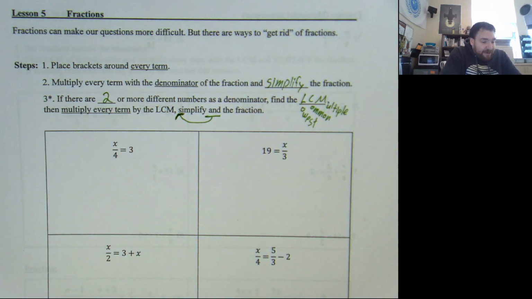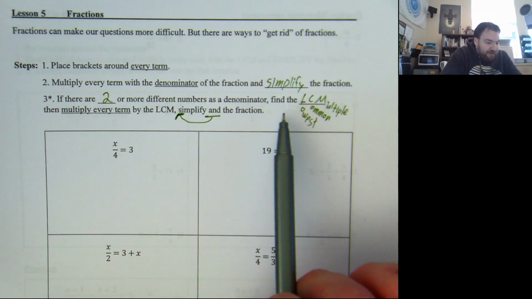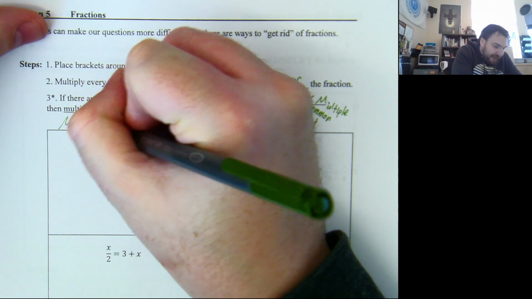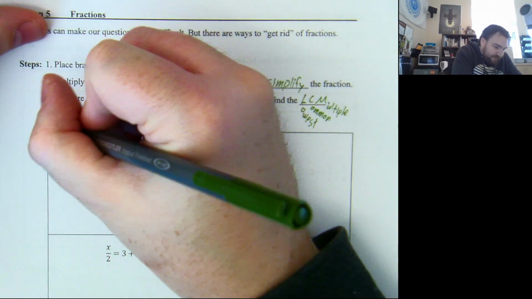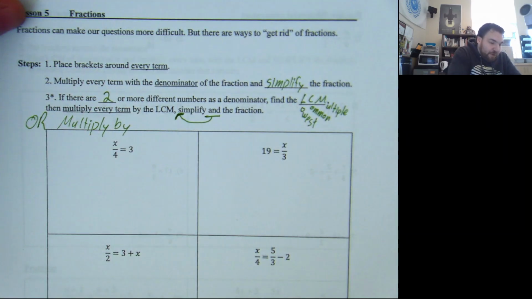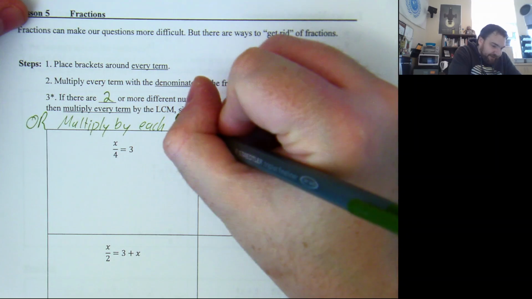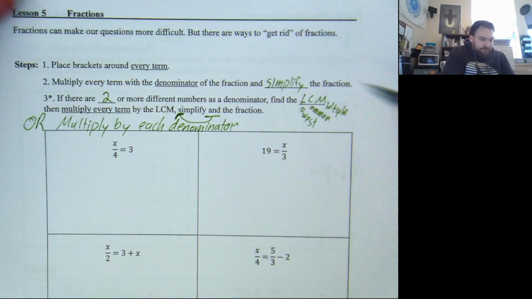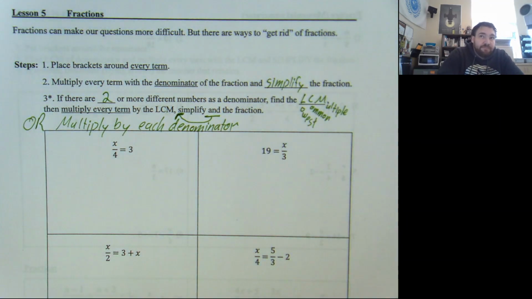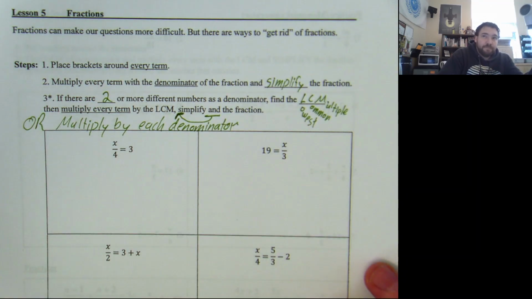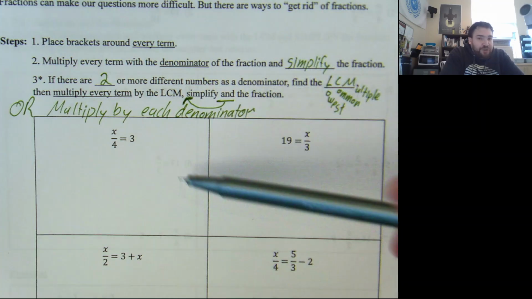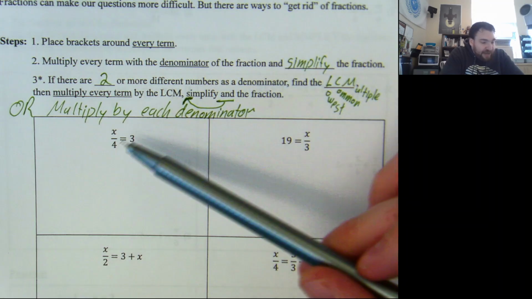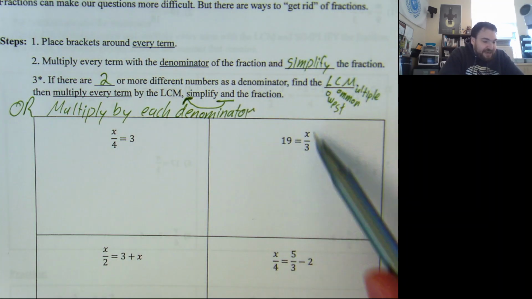Or another way to think about it is instead of multiplying by the LCM, you can multiply by each denominator. I'll show you what I mean. So these first 2 aren't actually that bad to deal with. We've done them before. I've got x over 4 equals 3, and I've got 19 equals x over 3.